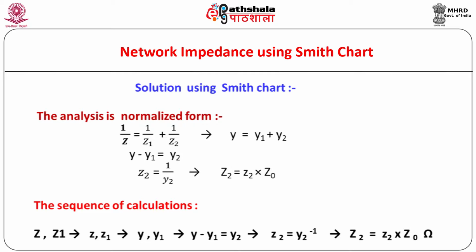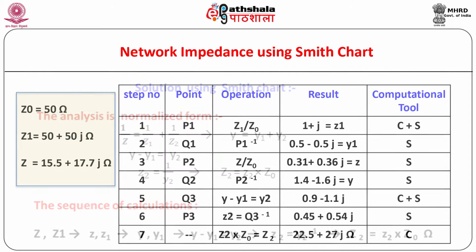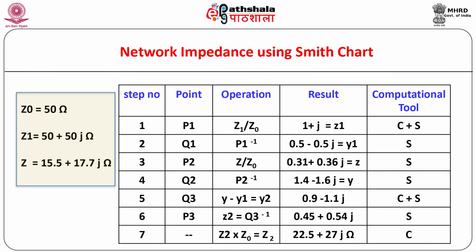The analysis in normalized form is as shown. Here the sequence of calculations can be described as shown, that is, first of all note Z, then Z1, then normalized impedance Z, etc. With suitable value of normalizing impedance Z0, we can obtain the normalized impedances Z1 and Z. Using Smith chart, we can obtain corresponding normalized admittances Y1 and Y, from which the normalized admittance Y2 and hence the normalized impedance Z2 can be determined graphically.